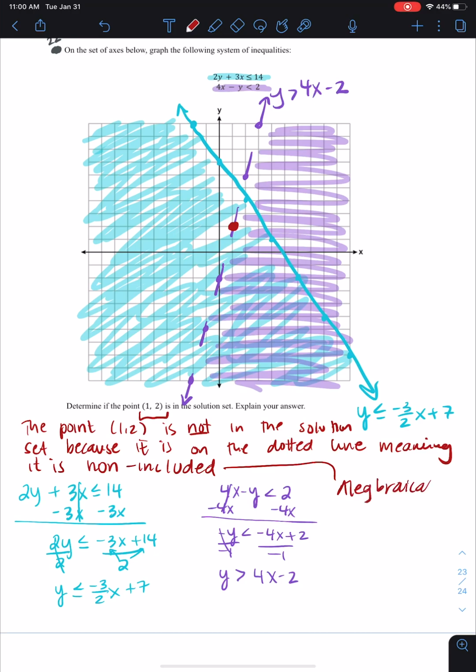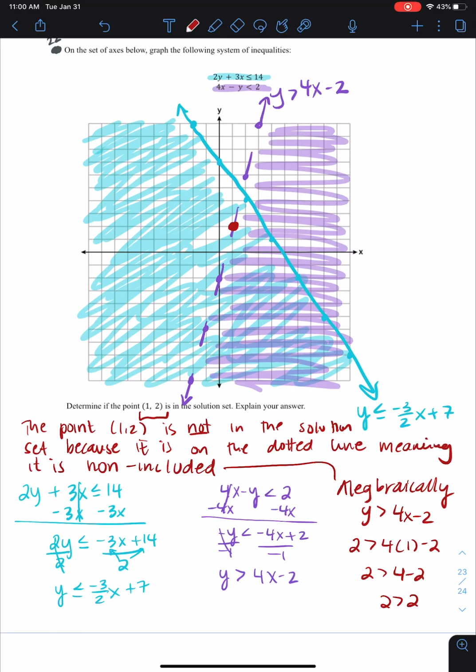We can show this algebraically. We can plug it into the inequality y is greater than 4x minus 2 and substitute in our values. So y is 2, so 2 is greater than 4 times 1 minus 2. We see that 2 is greater than 4 minus 2, and 2 is not greater than 2. This would hold true if 2 is greater than or equal to 2. So algebraically, it also does not hold true.